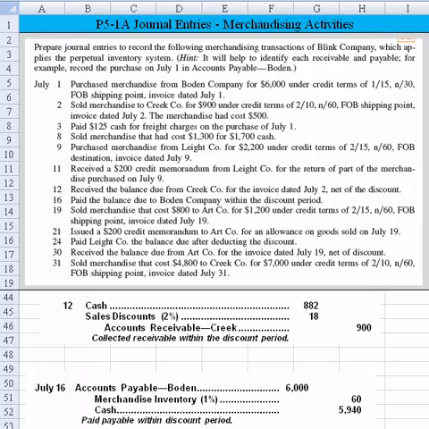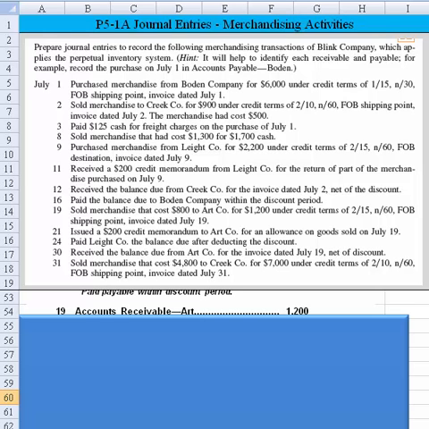is what we need to spend to our vendor for the goods we purchased. All right, on the 19th, we sold merchandise that cost $800 to Art Company for $1,200 under credit terms of 2/15 and net 60, FOB shipping point, invoice dated July 19th. All right, let's slide again so we've got some room.